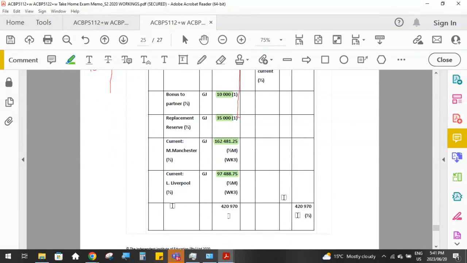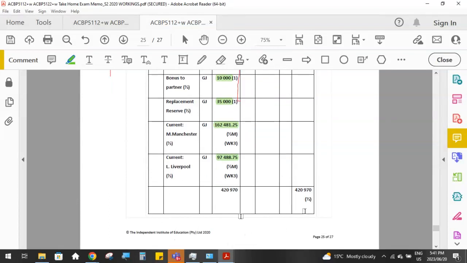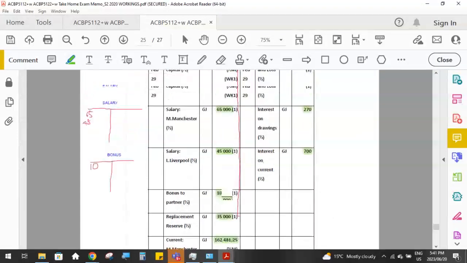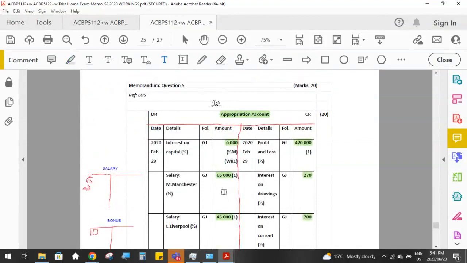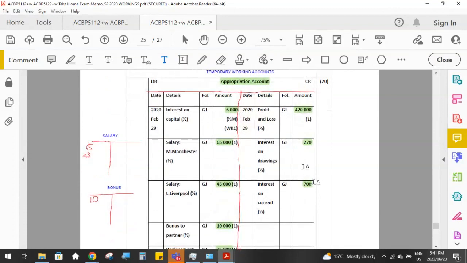Debits now equal the credits, which means 429.70 minus 429.70 equals 0. So there is no balance brought forward, which is the whole purpose of the appropriations account, that when we finished, we have cleared the appropriations account. So this appropriations account is actually one of our temporary working accounts that we use at the end of the year in order to facilitate this splitting of the profits between the partners according to the partnership agreement.